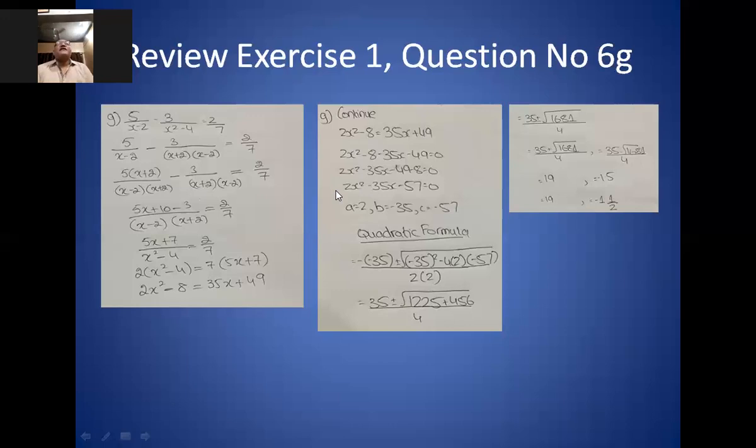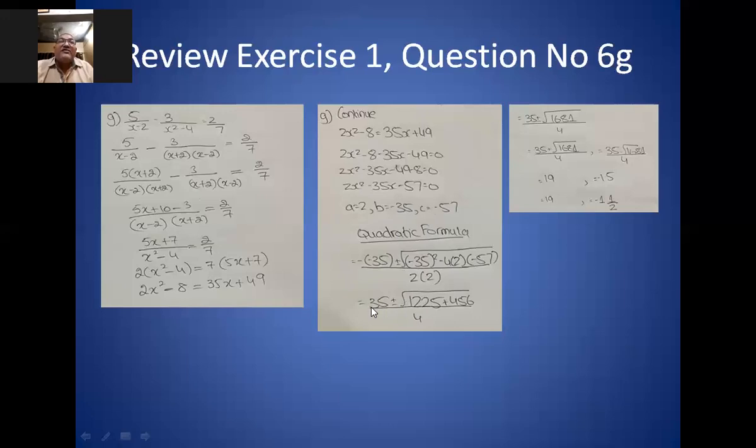So we will apply the quadratic formula, and you remember the quadratic formula is minus b plus minus under root b square minus 4ac, the whole thing divided by 2a. So we will substitute the values of a, b, and c. The a value is 2, the b value is minus 35. That's why we wrote here minus bracket minus 35 bracket close plus minus under root bracket start minus 35 bracket close square minus 4 into 2 into minus 57, the whole thing divided by 2 into 2.